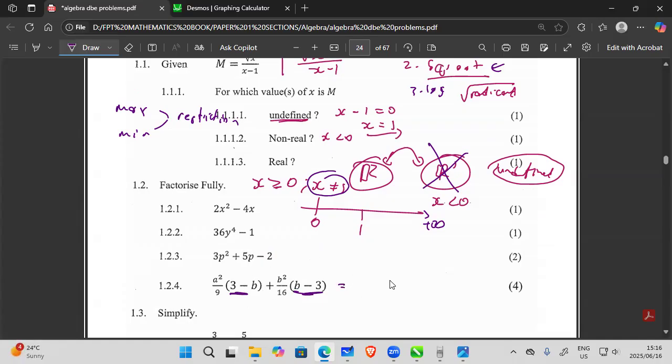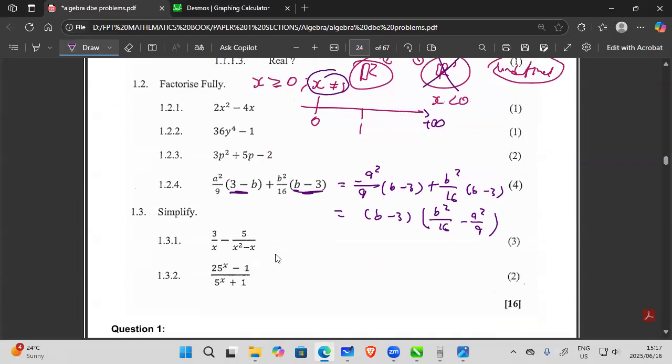And so if we do that, let's change the first one. Because one term has a negative on it, we can use the change of sign rule. So this will be minus a squared over 9 into b minus 3 plus b squared over 16 into b minus 3. Now that I have a common binomial factor, I can extract it, and I'll have the following. Right, so now we did factorization, isn't it? But what's the last thing? Distribute and check. If I distribute, I will get that.